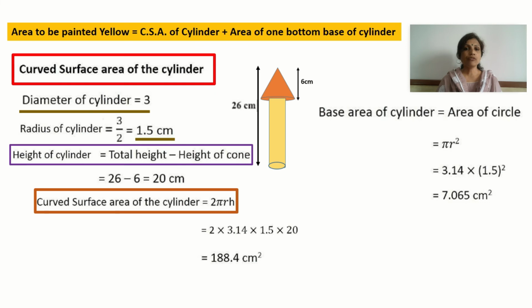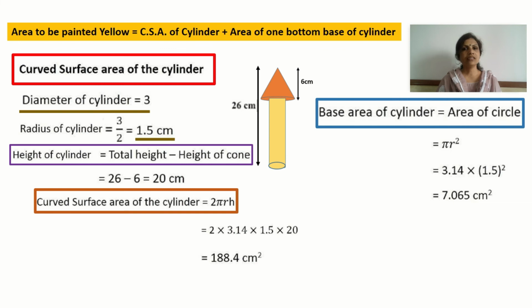We also need to find out area of one bottom base of the cylinder, and the base area of the cylinder is the area of a circle, that is pi r square. Let us substitute the values, and 3.14 into 1.5 the whole square, your answer is 7.065 centimeter square. So now we have the values with us.